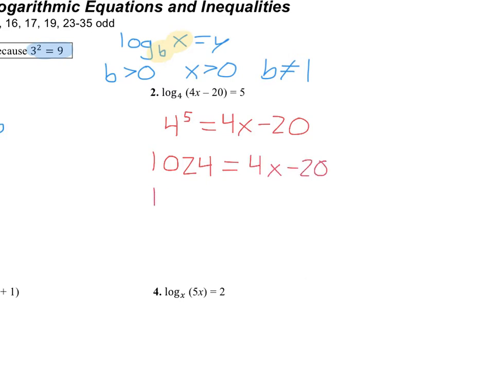Add 20 to both sides. And divide by 4. So 1,000 divided by 4 is 250. 44 divided by 4 is 11. So then I add 250 and 11 together, and I get 261.